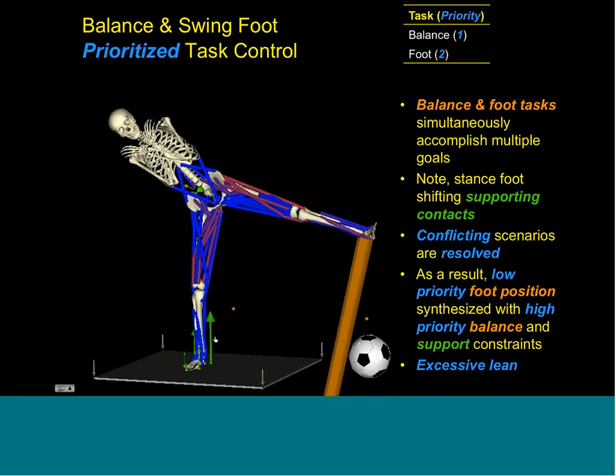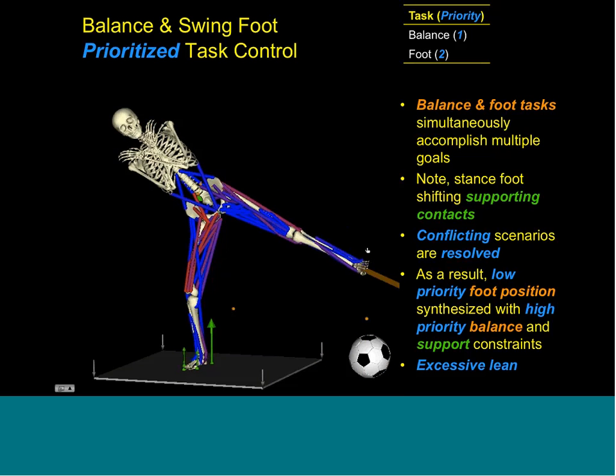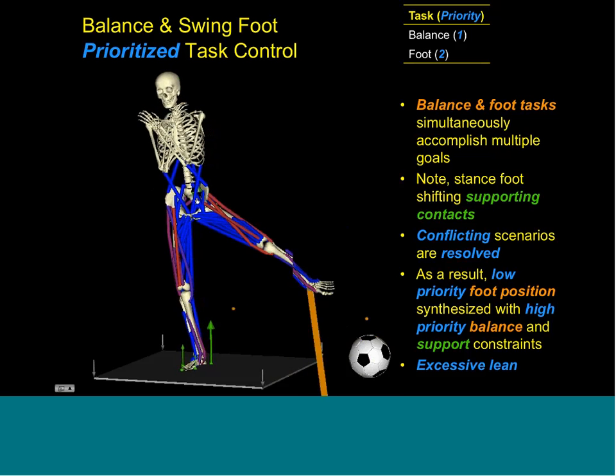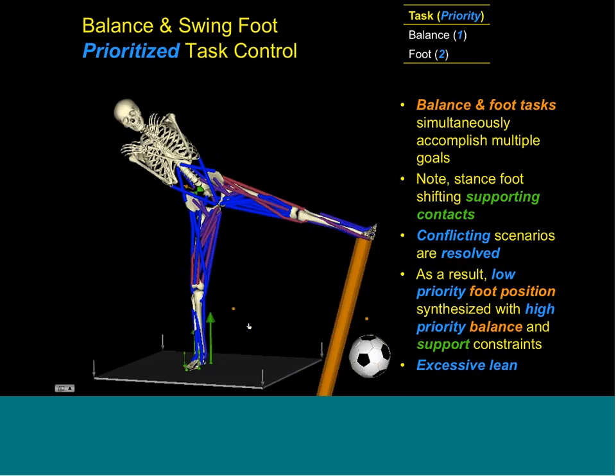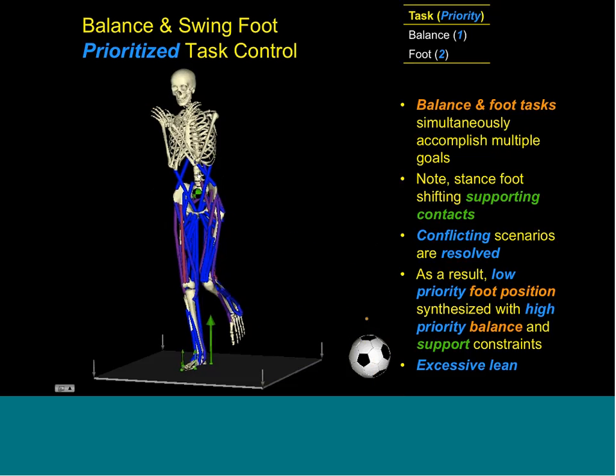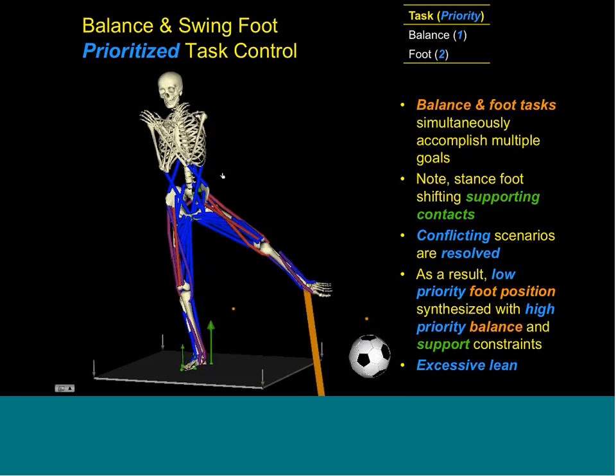But what you see is the swing foot remains well above the soccer ball here, because we're requiring that the center of mass cannot drop any lower than where it started. But again, there's this excessive lean with the head, arms, and trunk segment. So what if we want to get rid of that?